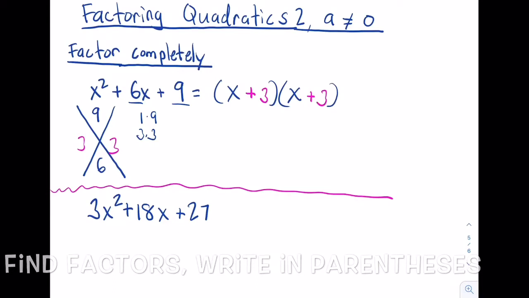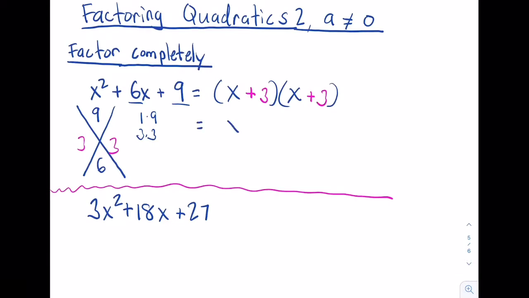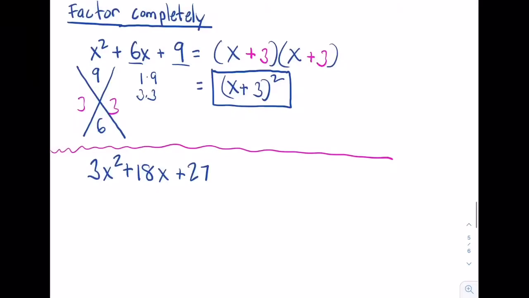So they're two 3s. Because there are two of them, you can combine them and say x plus 3 twice, or x plus 3 squared. So this is our completely factored form, x plus 3 squared. So that's what we did last time, factoring with our x factor.